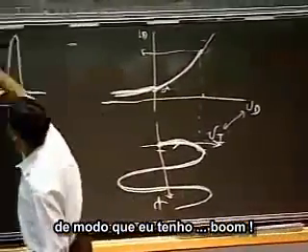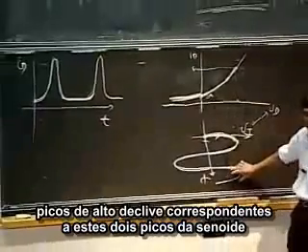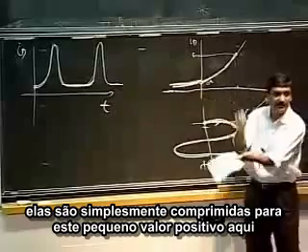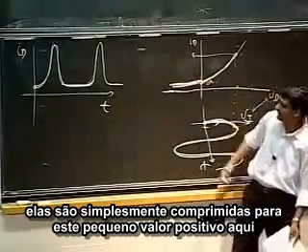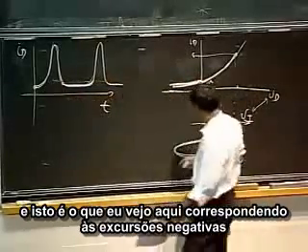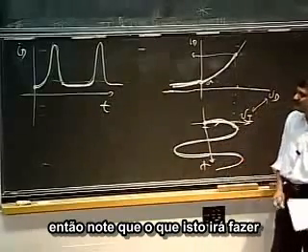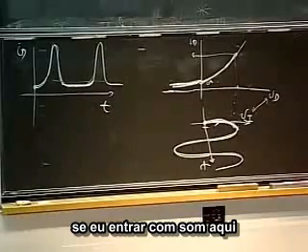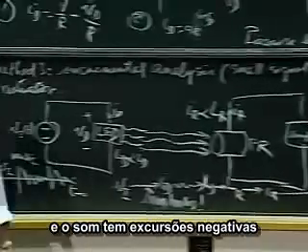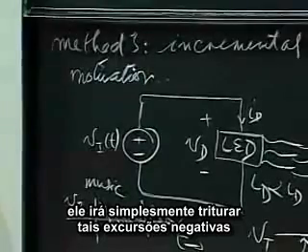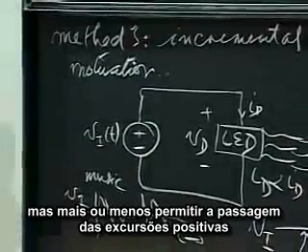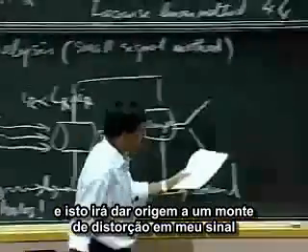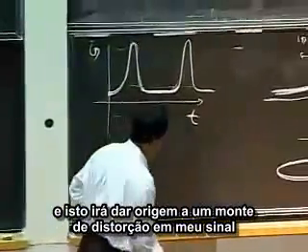So I get, boom, high rising peaks corresponding to these two. And for negative going currents, negative going voltages, it simply compresses them to a low positive value here. And that's what I see here corresponding to negative excursions. So notice, if I input sound here, when the sound has negative going excursions, it will simply scrunch them, but will more or less let the positive things through, and that is going to give rise to a bunch of distortion in my signal.